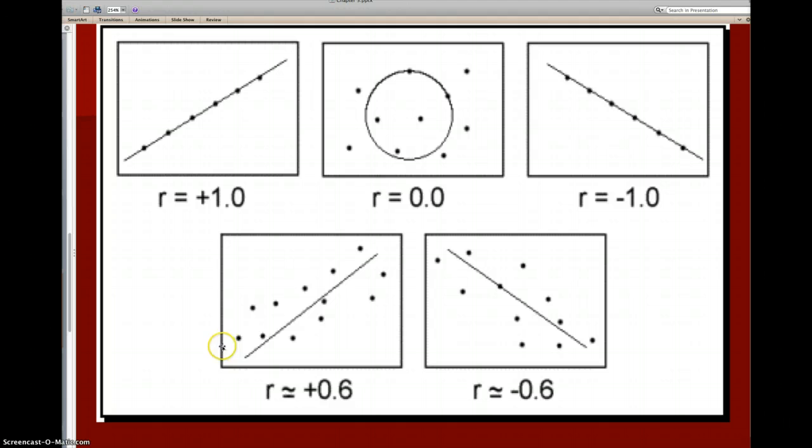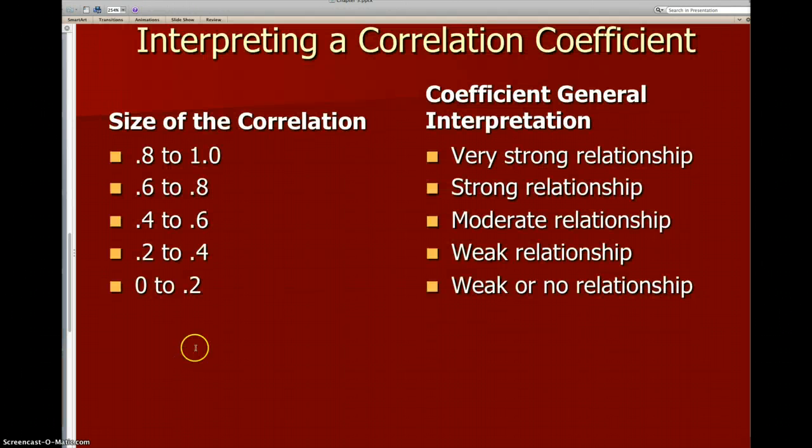Now, people ask, well, how strong is strong? Well, here's the guide by which you can judge this. The size of correlation can be 0.8 to 1.0, and we call that a very strong relationship. A 0.6 to a 0.8 is a strong relationship, etc. Then moderate, weak, and weak or no relationship. But keep in mind, this can be a negative. You can have a negative 1.0 of a relationship. That's still a very strong relationship. It's just a very strong negative relationship.